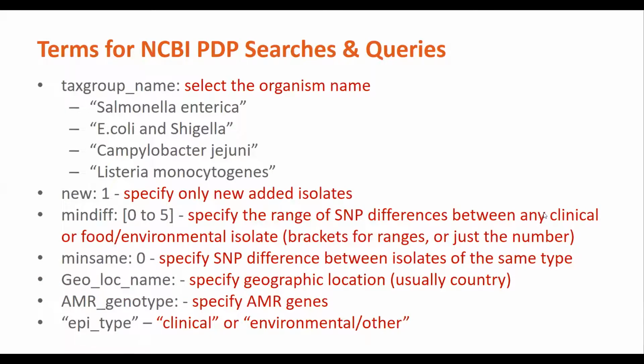So I just wanted to mention real quick some queries and searches. You can do customizable searches in NCBI. These are just some of the different variables you can search on. You can search on organism. You can search just for new isolates. You can search within the min-diff and min-same ranges that we talked about. So if you're interested in looking at, are there any non-clinical isolates that fall within a certain SNP range of a clinical isolate, you can do a search for that. These are just some of the typical variables you might want to search on, and the different search terms that you would use for that.